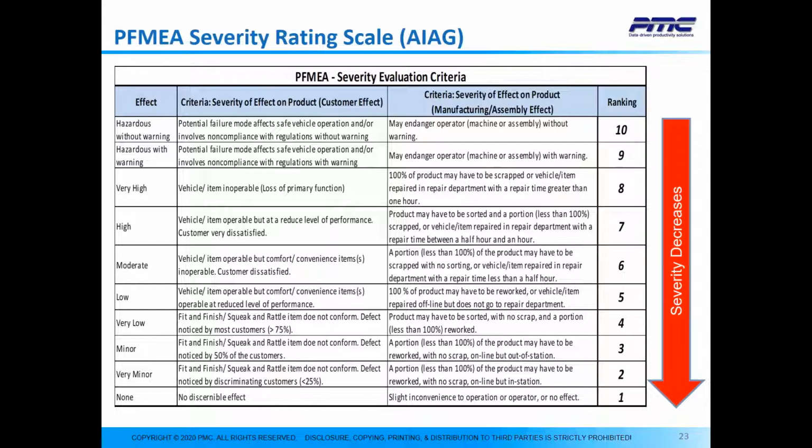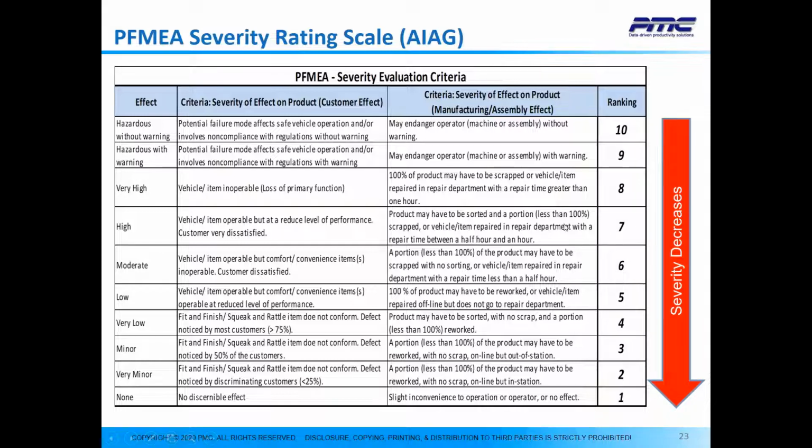The guide that we have, and these are coming from the AIAG PFMEA manual, FMEA manual. As you can see here, the effects, hazardous without warning, the criteria for severity of effect on the product: potential failure mode affects safe vehicle operation and/or involves non-compliance with regulations without warning. The criteria here for manufacturing assembly is that it may endanger operator, machine or assembly without warning. So think about you're working around a robot and the robot comes and hits you. That's 10. But if you're working nearby a robot, and the robot has, let's say, a sound alarm when it gets close to a human, it still moves, but to warn people, at that point it's a 9, because there is a warning that is being built in within the process.